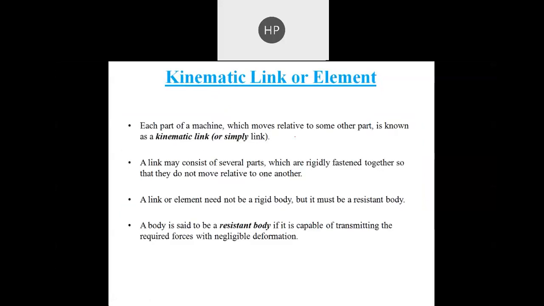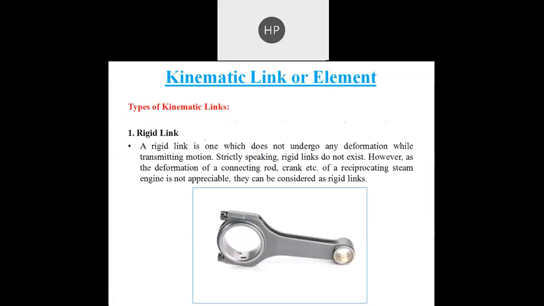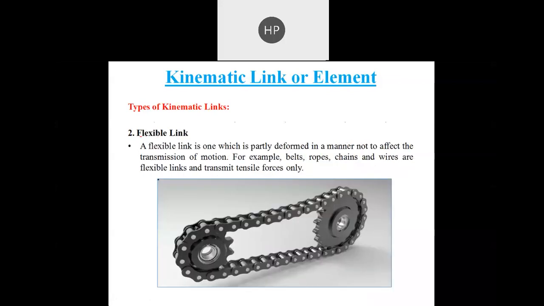Then we have talked about a kinematic link. So there are basic three types of link. First one is a rigid link, which does not deform during the transmission of motion. Second one is a flexible link. Okay, it will partly deform, but that does not affect the transmission of the motion. And examples are belt, rope, chain, wires.